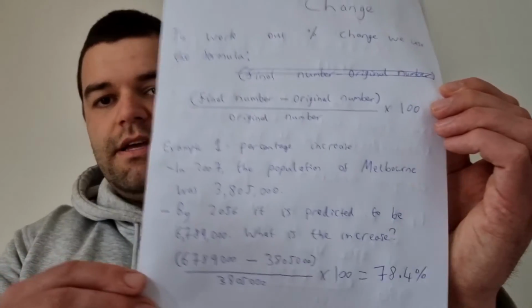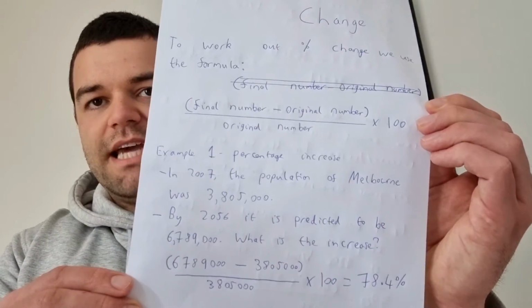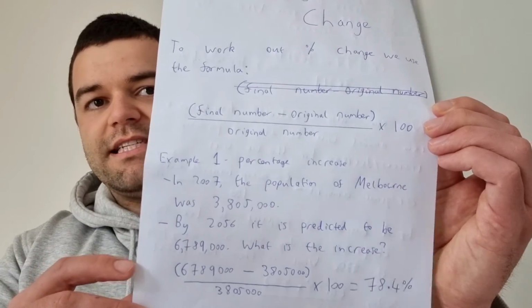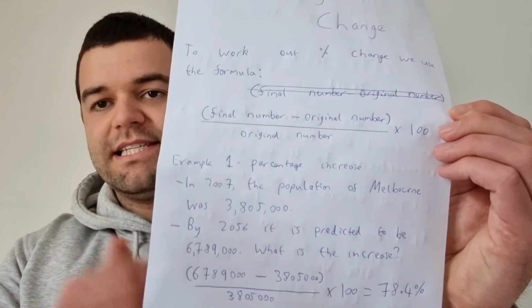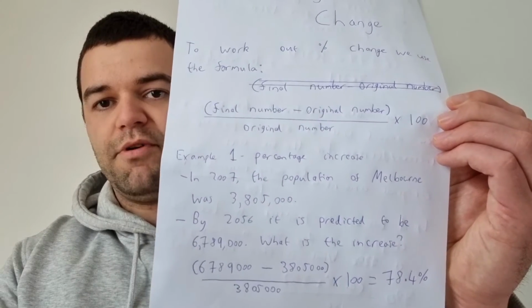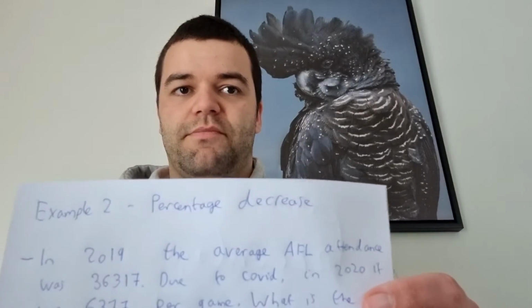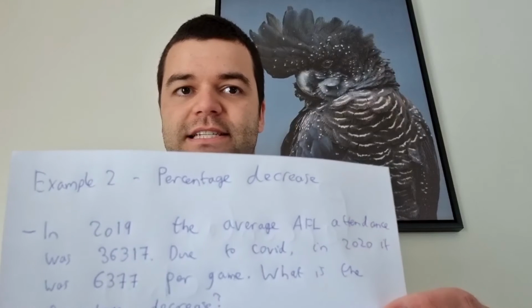Okay, so if you do that, you should have found out the answer was a 78.4% increase once you round it, from 2007 to 2056, meaning the city is growing by 78.4% of its population in that time. Okay. So we can also use this formula to look at percentage decrease when a value drops. We just use the exact same formula, we'll just get a negative number indicating that a decrease has occurred. So I've got a worked example here, and I'm using the AFL as an example.